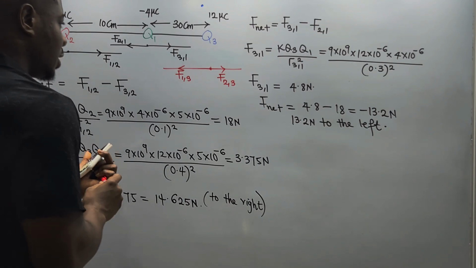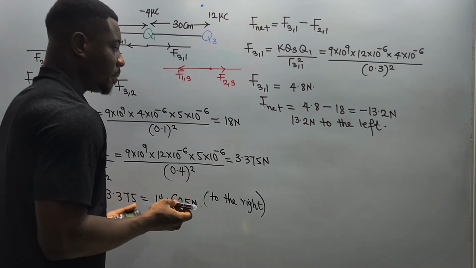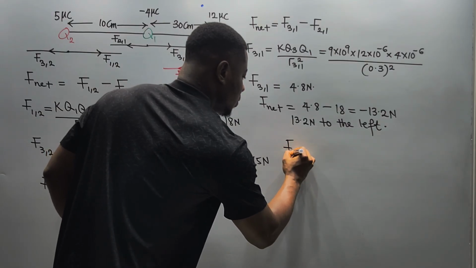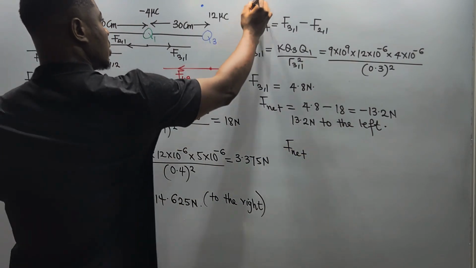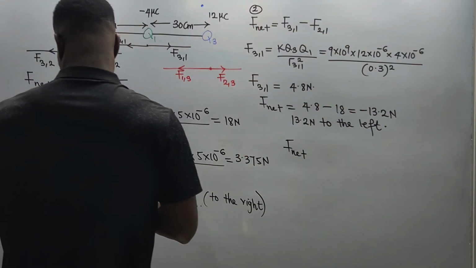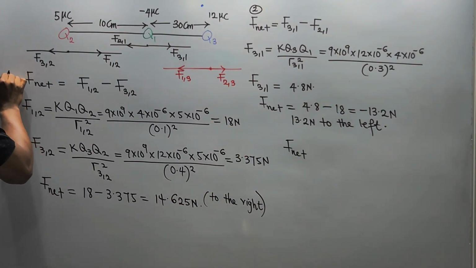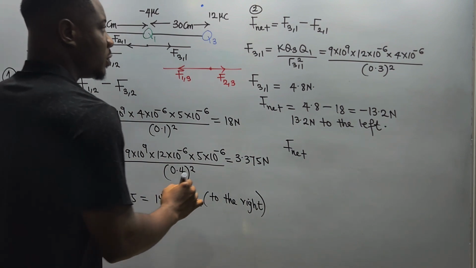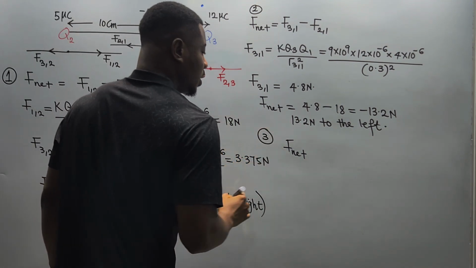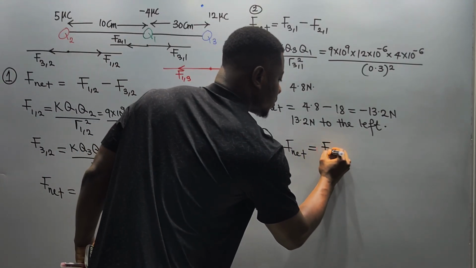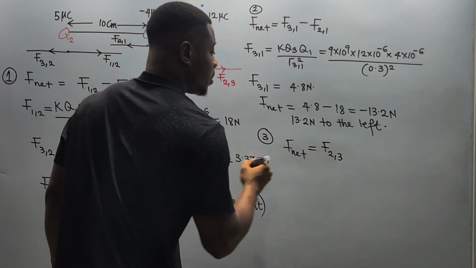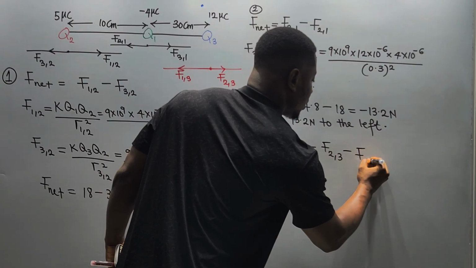Now, let's see what happens here. What becomes the net force? This is the second net force on Q2. This is the net force on Q1. We're doing the net force on Q3 now for the third charge. So for my analysis here, it is going to be F2 on 3, minus F1 on 3.